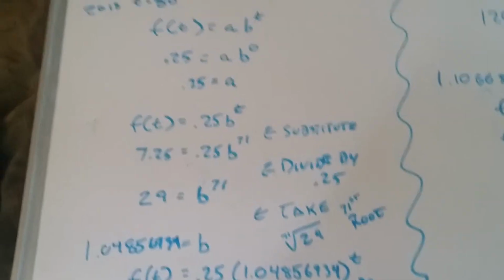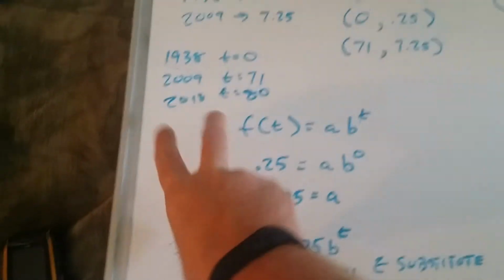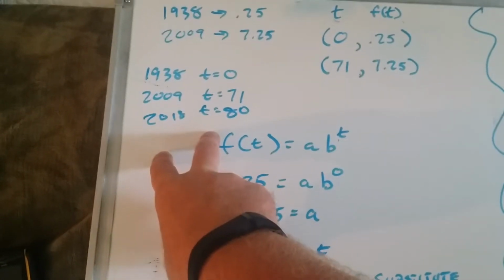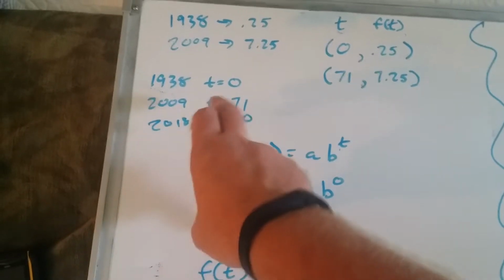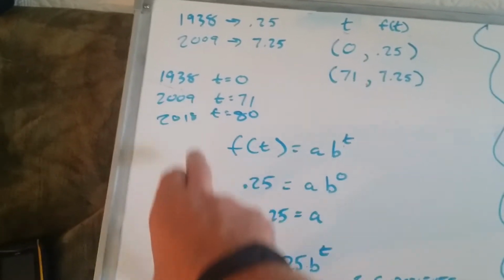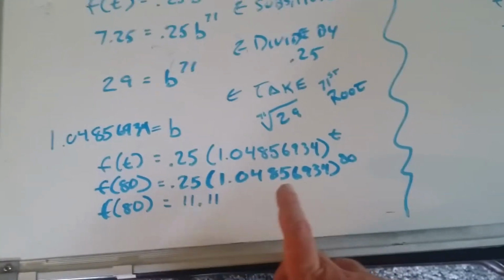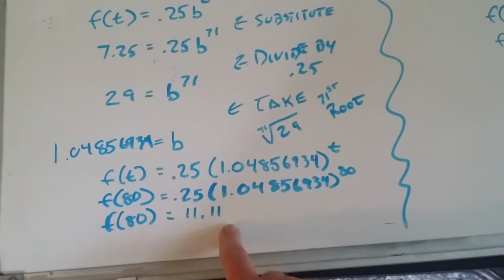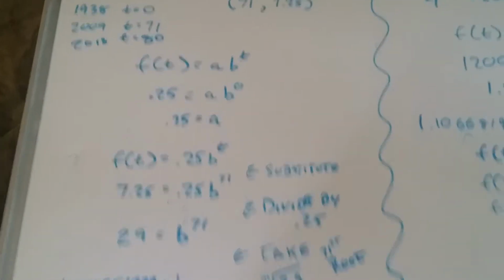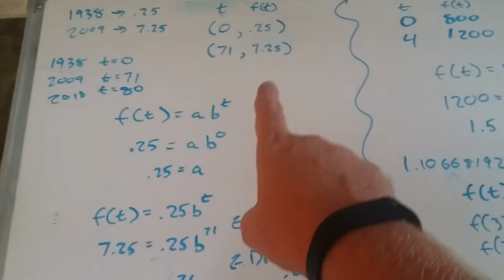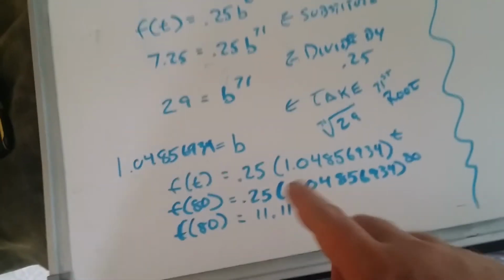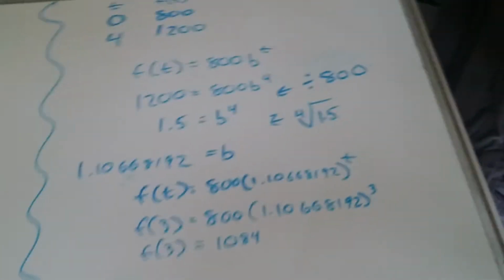And they wanted to know what the minimum wage should be in 2018. That would be 80 years after 1938, right? So we plug in 80, and you find out that should be $11.11, which, if you notice, is growing much, much faster. It should, because these are going to go super steep. If we keep at this rate, this number is going to keep growing faster and faster. All right, the second problem.